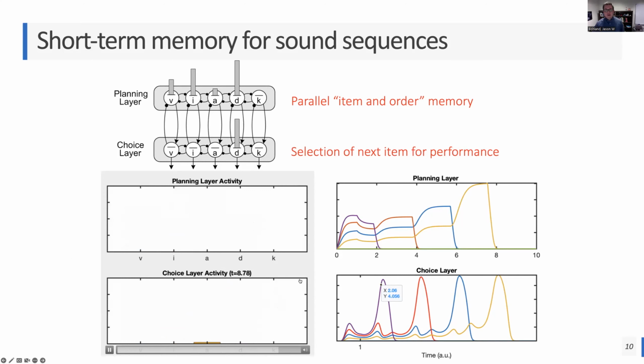And so this exact same movie is now represented as time series on the right. So you can see the planning layer activity has curves that represent each of the 4 letters in the sequence. The purple is the D, the red is the I, the blue is the V, and the gold is the A. And you can see that in the choice layer, you get this kind of winner-take-all activity that selects out D, then I, then V, then A. So this is the underlying principle of how we think we select out and choose the sound sequence that we're going to produce.